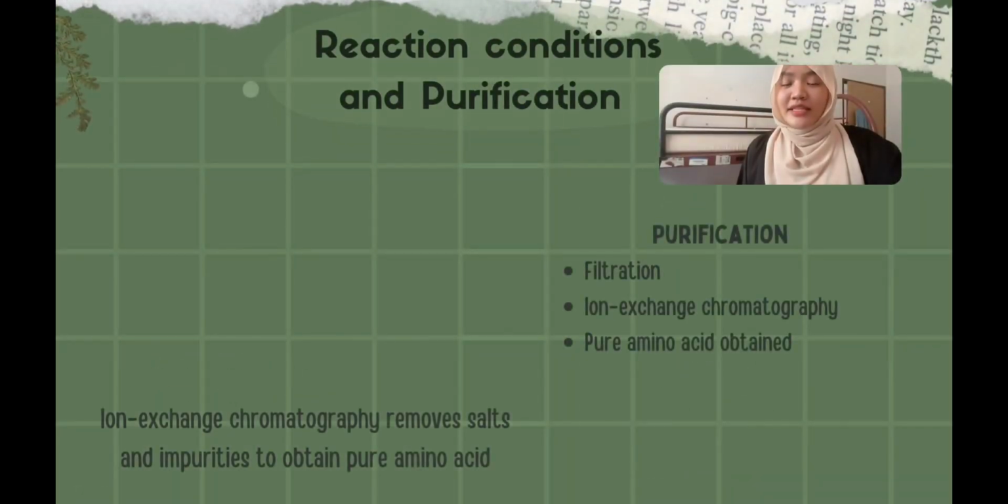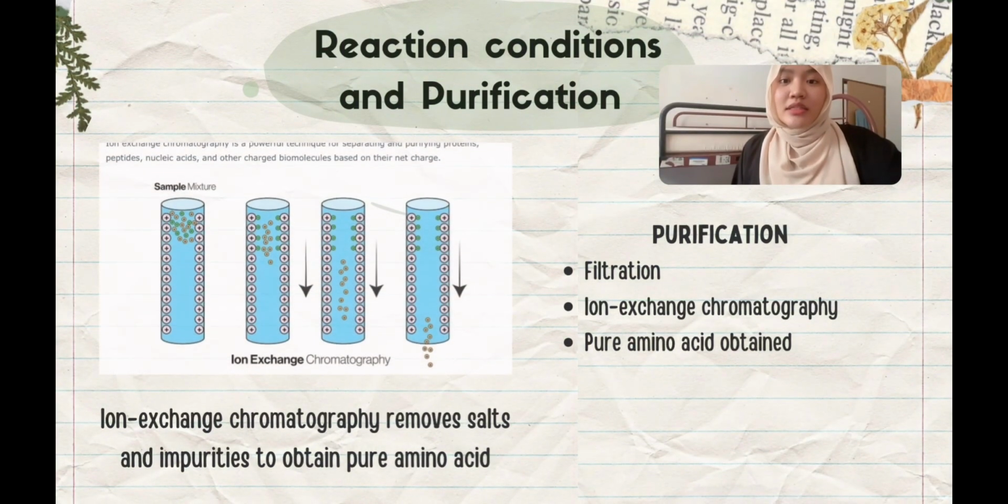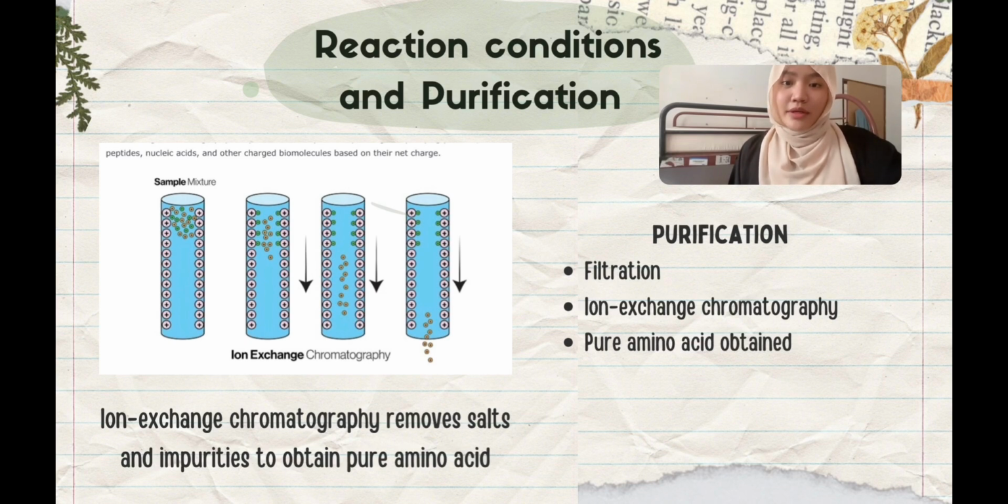After the amino acid has been synthesized, the product still contains inorganic salt and other reaction byproducts. Therefore, a purification process is required to obtain a pure amino acid. First, filtration is carried out to remove any insoluble impurities from the reaction mixture. Next, ion exchange chromatography is used to separate the amino acid from salt and other impurities based on their electrical charge. Finally, the purified amino acid is collected and dried, resulting in a high purity amino acid that is suitable for further application in the pharmaceutical, food and biotechnology industry.